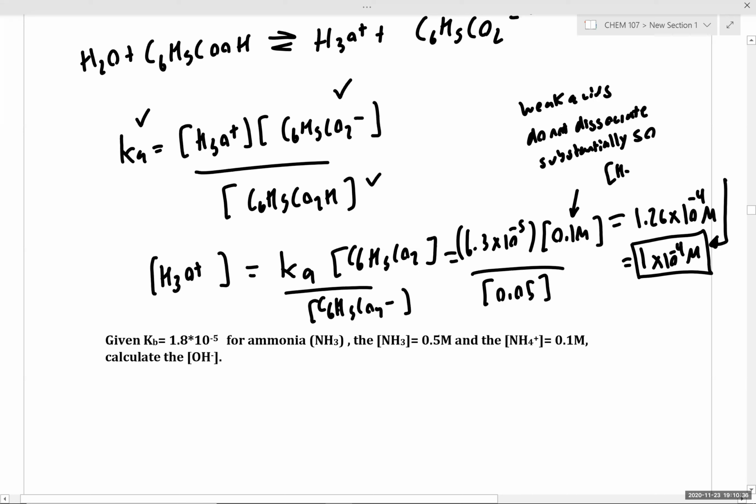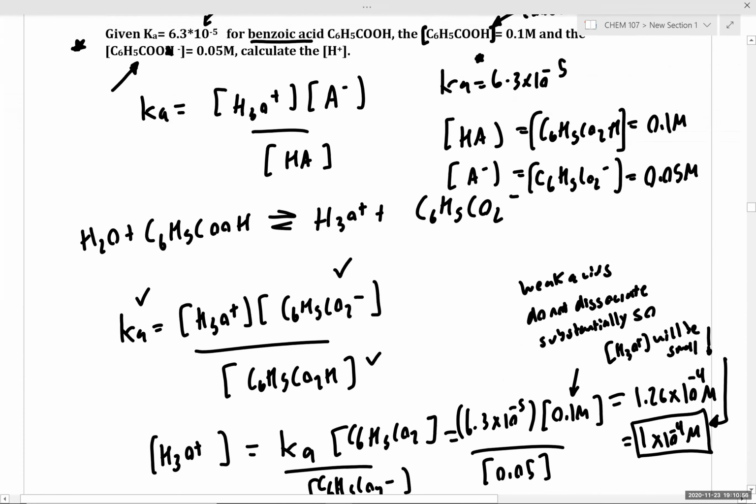So the concentration of H3O plus will be small. Does that make sense to everyone? Does that idea of using Ka in calculations make sense to everyone so far?